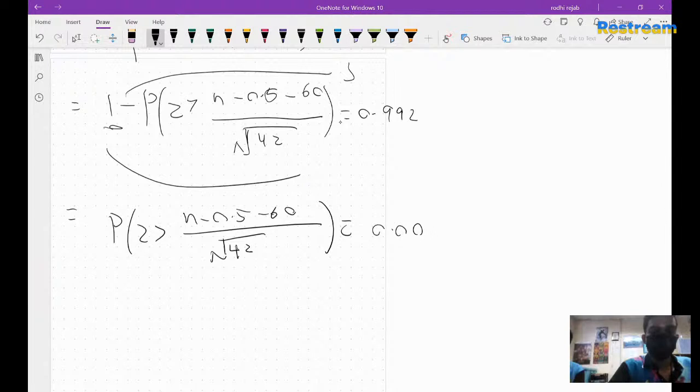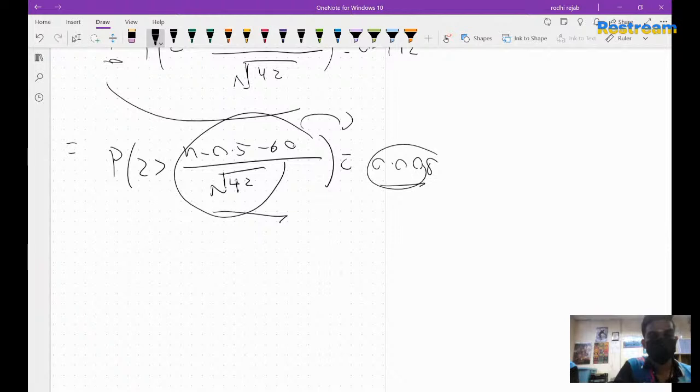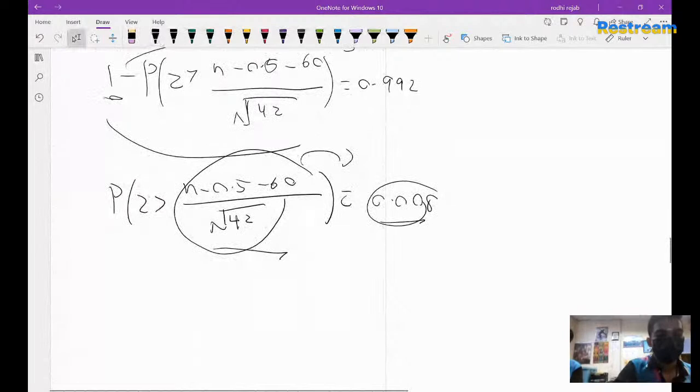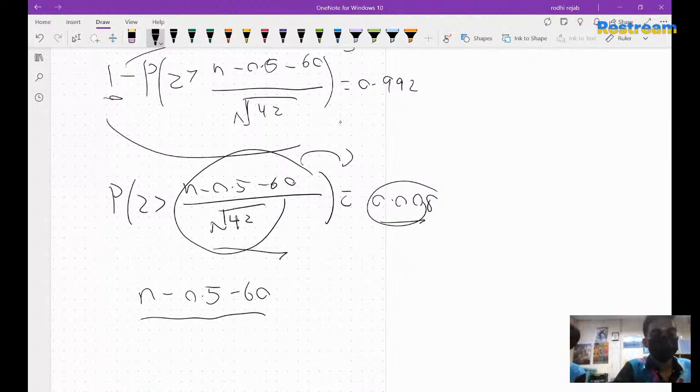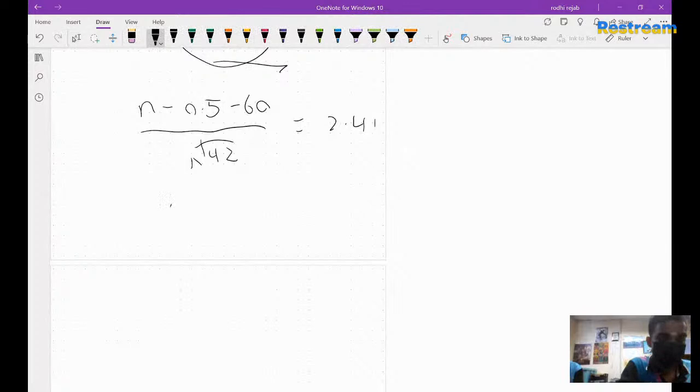Okay guys, sekarang kita nak cari value kat dalam ni. Biasanya dalam soalan normal, dia akan bagi value kat dalam ini, suruh kita cari ni. So value ini akan ada di tengah-tengah dalam table itu. So kita akan reverse process itu, kita akan tengok dalam table, the inside of the table, which value will be giving us 0.008. So we can do N minus 0.5 minus 60 over square root 42 equals, in the table I found, 2.41. Once we do the math, we will be getting N equals 76. So this will be your final answer.